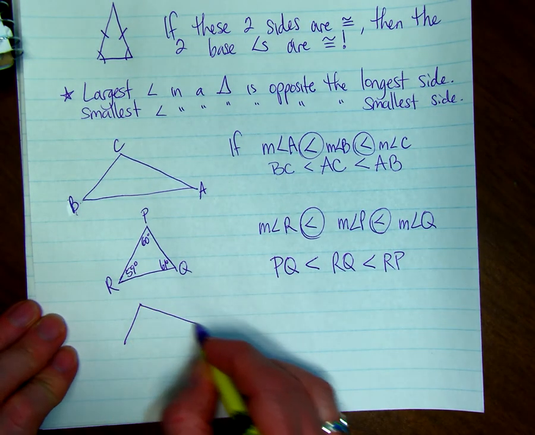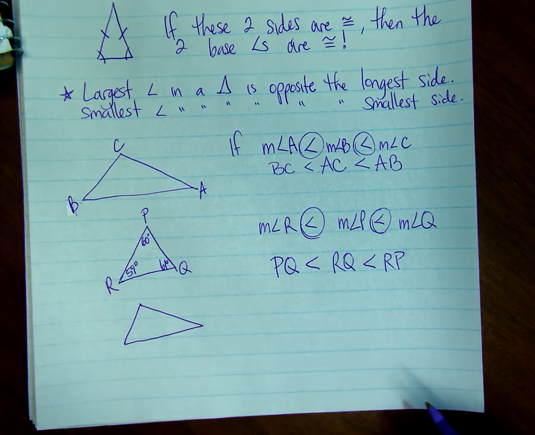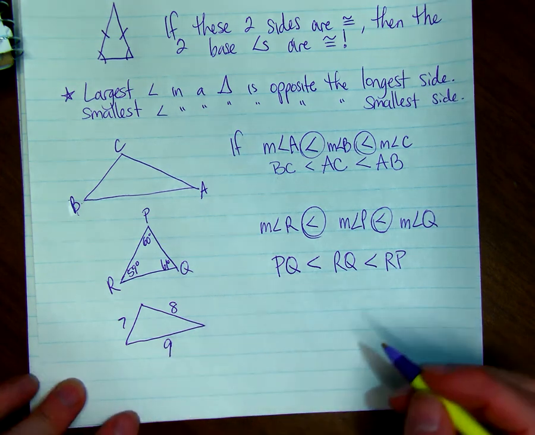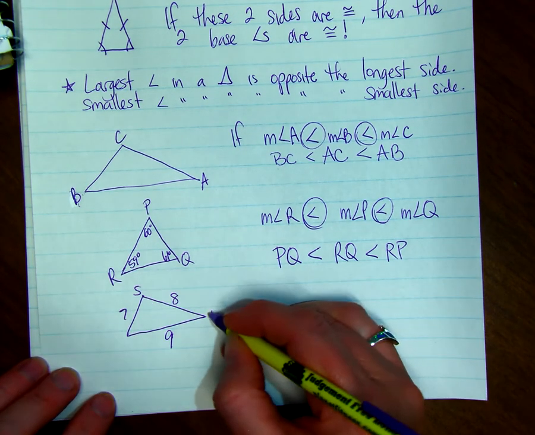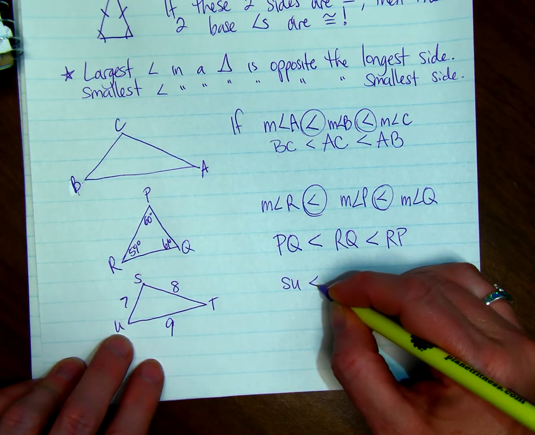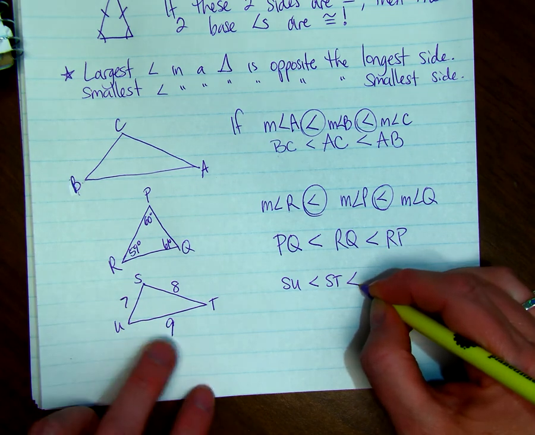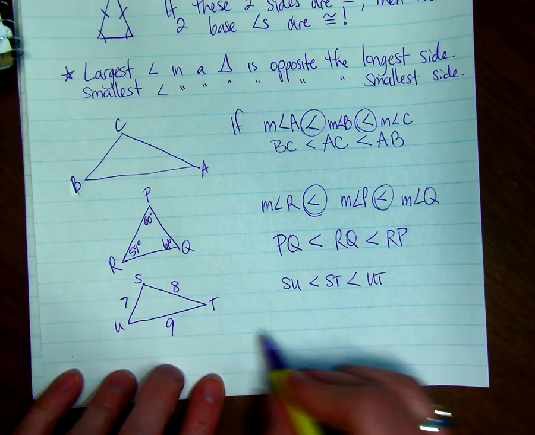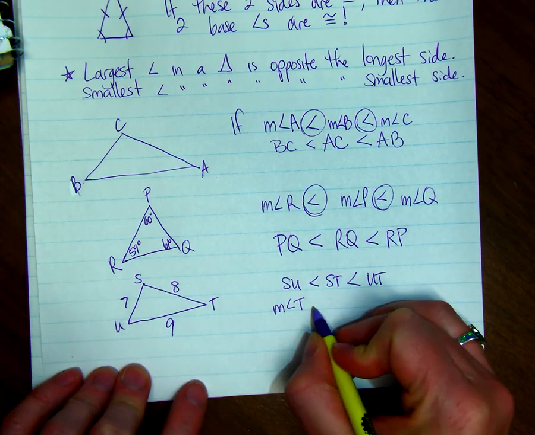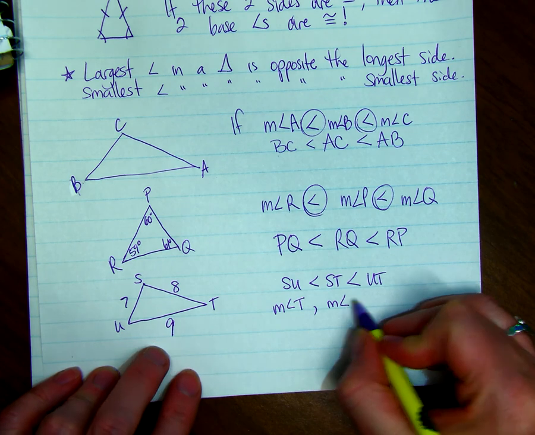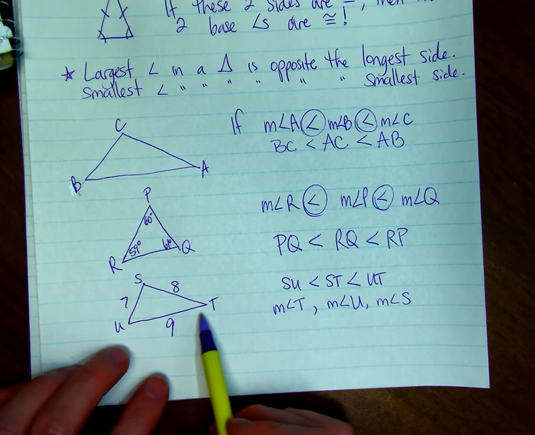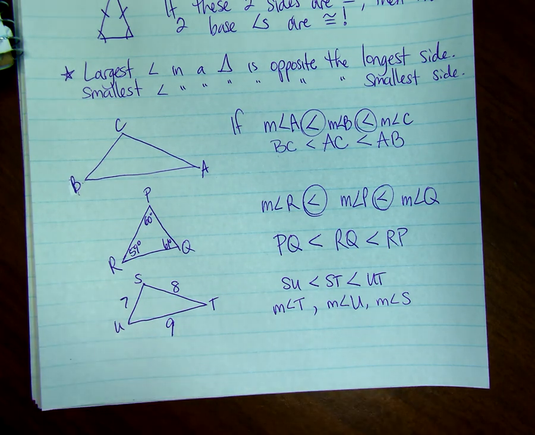Now it also happens to go back the other way. If this is a 7, 8, 9, STU. So we can see that SU is less than ST is less than UT. So we can order the angles by saying the measure of angle T is the smallest, then the measure of angle U, and lastly the measure of angle S. So it's the ones across from each of those sides, and that's the order. And that's the end of the lesson.